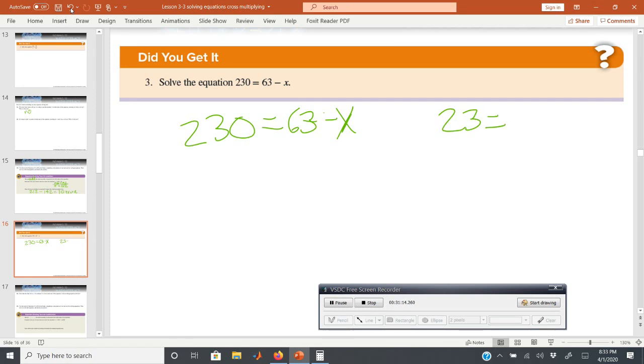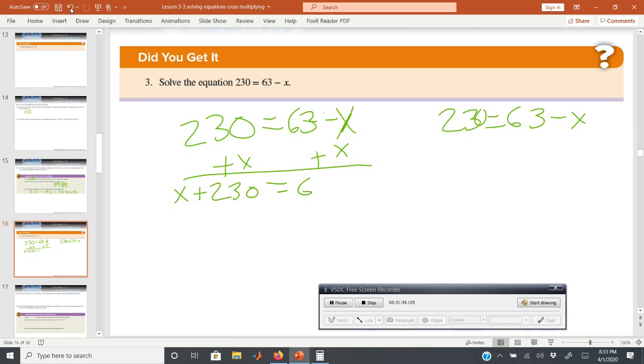Two ways to do this. I'm going to show you both. So first idea I would use, I'm going to add x to both sides. A lot of people wouldn't do that. Now I'm going to subtract 230 from both sides.